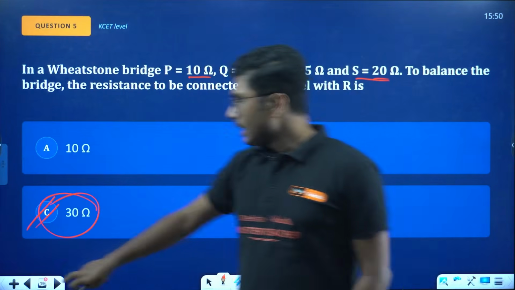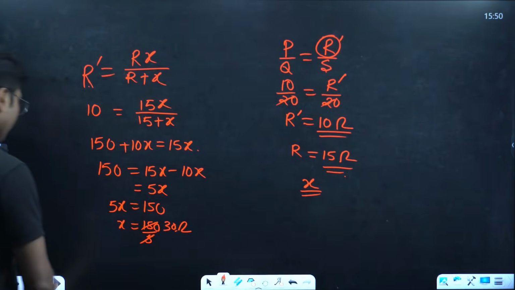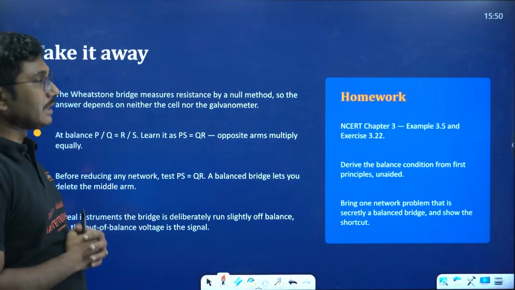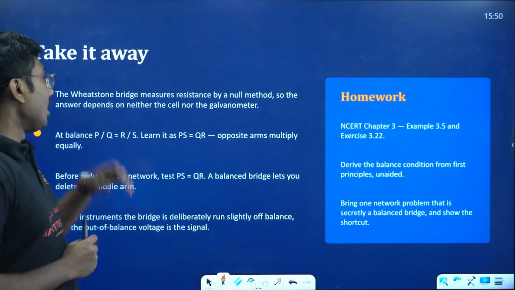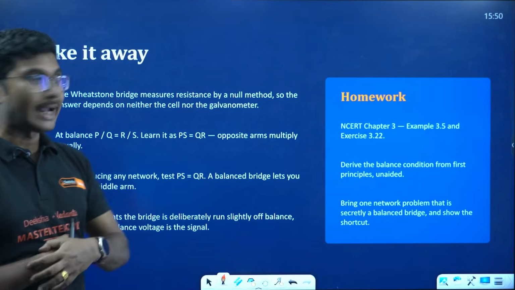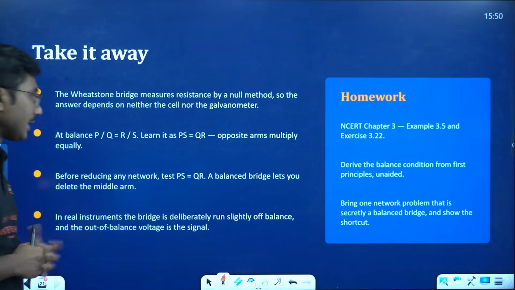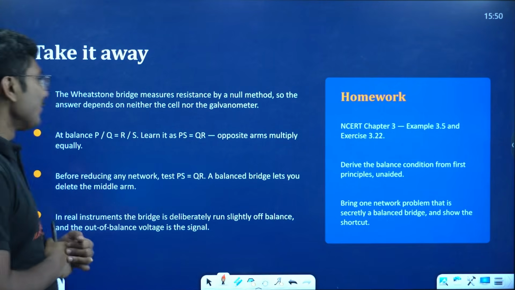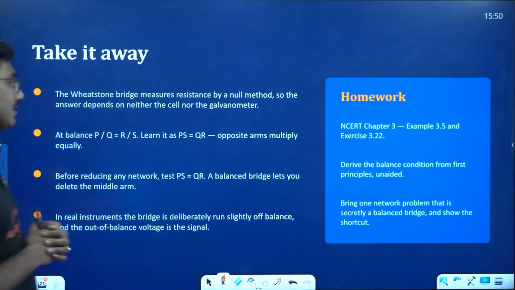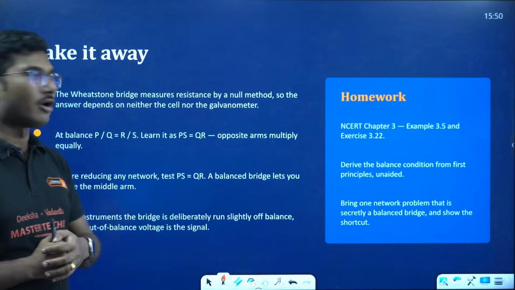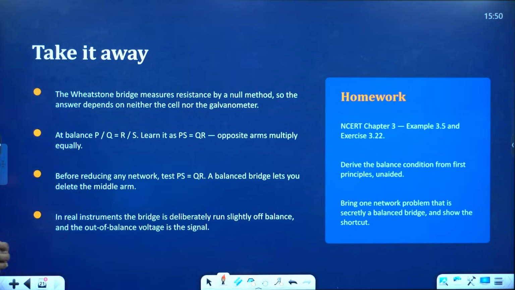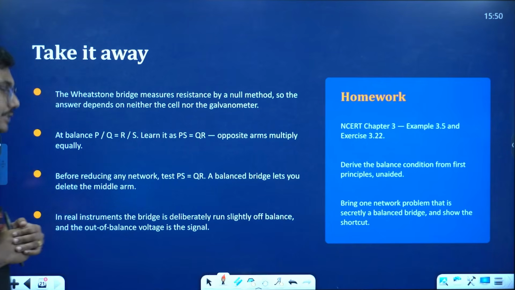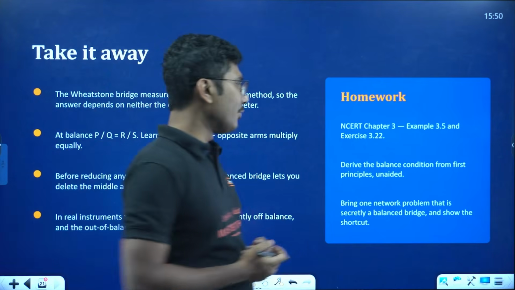Okay, so this is the end of the question answer session. Now let us look into the summary of the chapter. The Wheatstone bridge measures resistance by null method, so the answer depends neither on the cell nor on the galvanometer. At balanced condition, P by Q is equal to R by S. So you can also remember PS equals QR. Before reducing any network, test whether PS equals QR is valid or not. In real instruments, the bridge is deliberately run slightly out of balance, and the out of balance voltage is the signal. So that is one way of doing it.